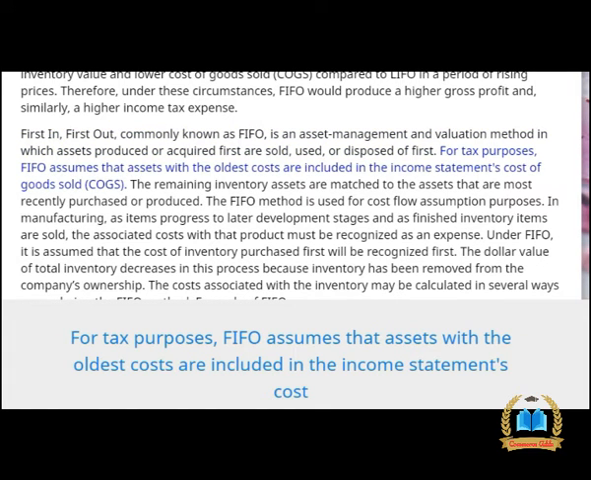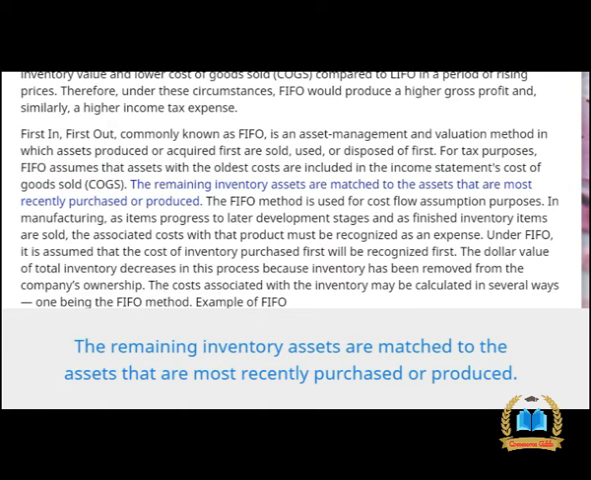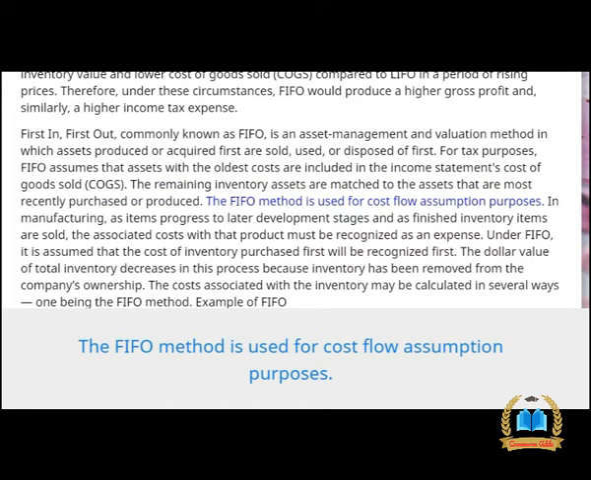For tax purposes, FIFO assumes that assets with the oldest costs are included in the income statement's cost of goods sold, COGS. The remaining inventory assets are matched to the assets that are most recently purchased or produced. The FIFO method is used for cost flow assumption purposes.